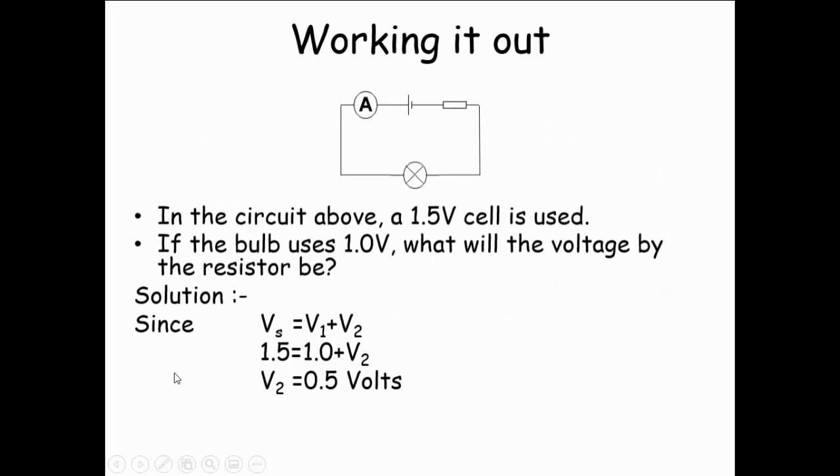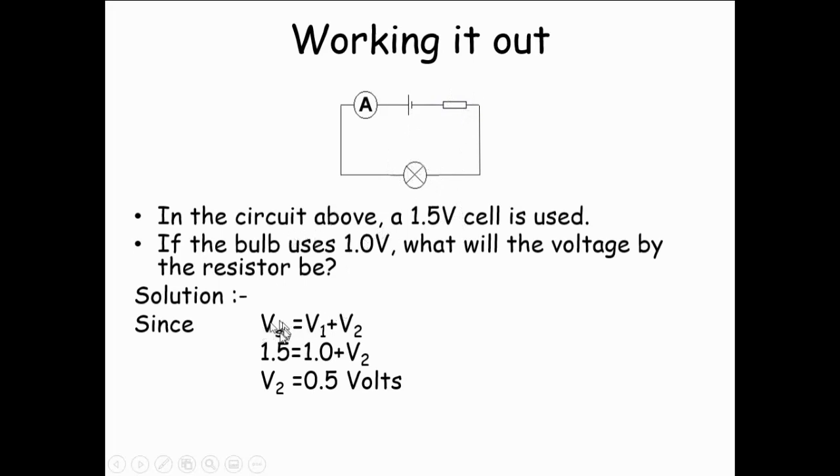So let's look at working it all out. In this circuit, there's a cell here, which is a 1.5 volt cell. If the bulb uses 1 volt, what will the voltage across the resistor be? So if we've got 1 volt being used here, and we can think about that as similar to energy, the battery is supplying 1.5 volts. This is using 1 of it, then that must be using the other bit that's left, the 0.5. Now you can do that simply by common sense, but you can do it by calculation.